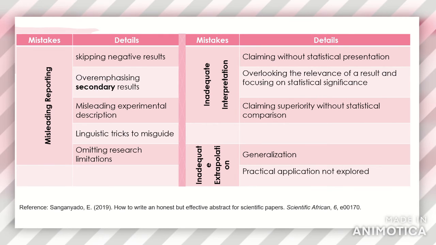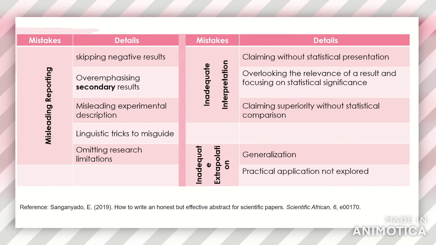Almost all research has some limitations in the work. It may be related to data, infrastructure, or result analysis, or anything. But it must be highlighted so that whoever goes through the abstract will know in which circumstances you have done this work, and what can be added, what can be modified, what is extra required. Inadequate interpretation: claiming without statistical presentation. As I said, no qualitative words, only statistical information, quantitative information.